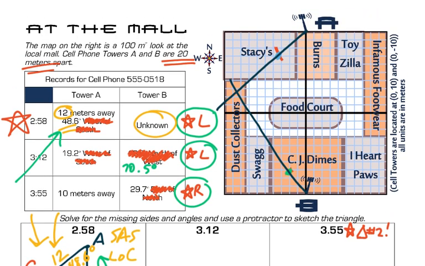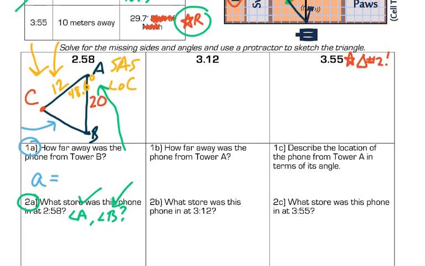And do you see the triangle that you made? Do you see where they intersect? There it is. If that was right, which I don't know, so don't copy that down. If that was right, that means we triangulated. At 2:58, this person was shopping at this store, Dust Collectors. So for the bottom here, what store? We would put down the Dust Collectors. But that's just an estimate. I'm not sure. You will find out.